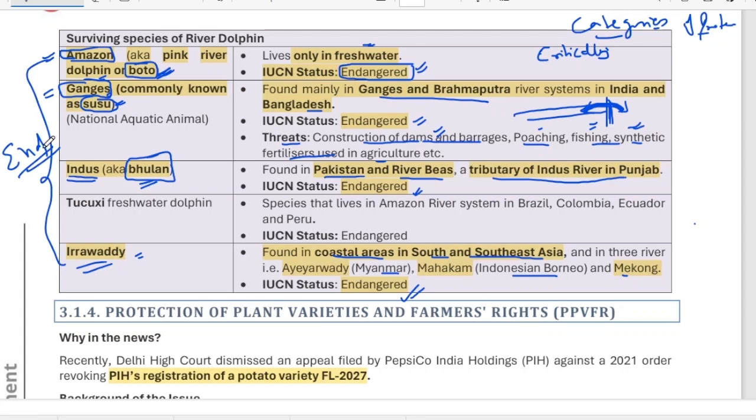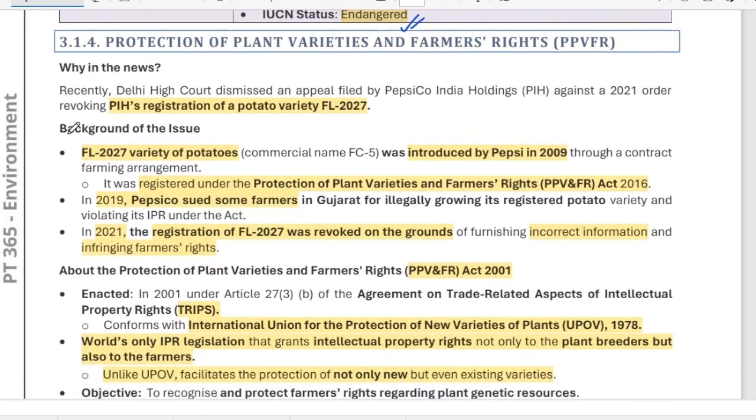So whenever a question about the dolphin is asked, you have to categorize it as endangered. Okay. Now moving to the next. In the next video, we will move towards the protection of plant varieties and farmer rights.